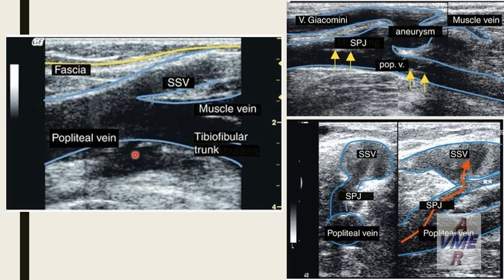This is a picture of ultrasound of the short saphenous, saphenous junction, and popliteal vein. This is the popliteal vein. This is the aneurysm, saphenous junction, Giacomini vein, muscular veins. This is the short saphenous vein and its connection into the popliteal vein via the saphenous junction.